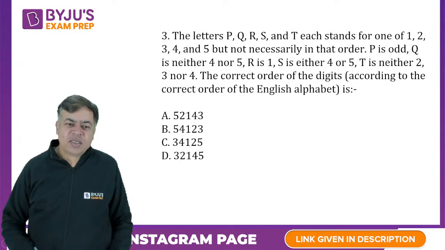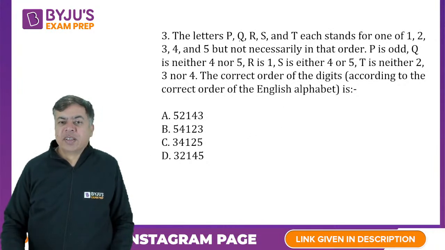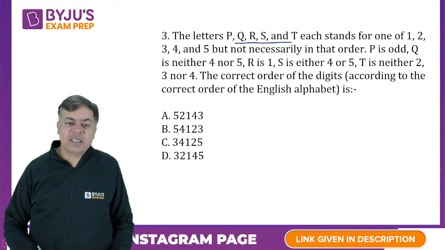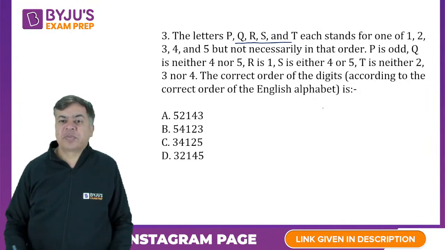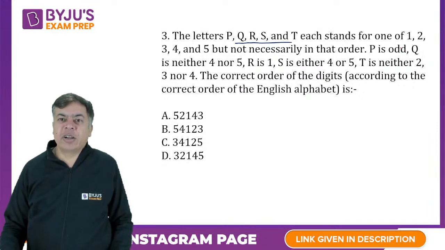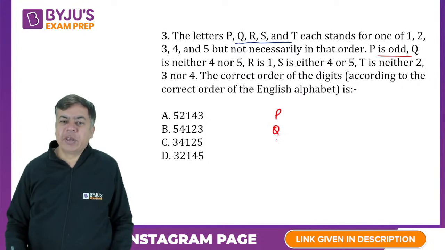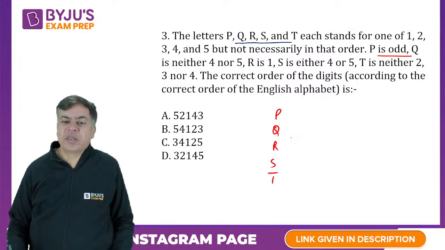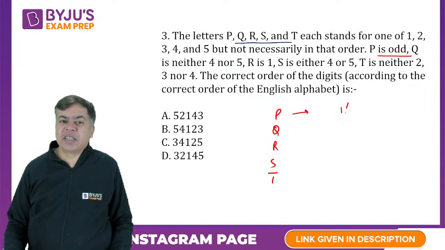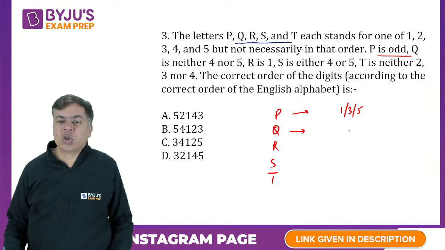Okay. So here the letters P, Q, R, S, T each stand for 1, 2, 3, 4, 5, but not necessarily in that order. P is odd, so it can be 1, 3 or 5. Q is neither 4 nor 5. So Q is not 4, not 5.